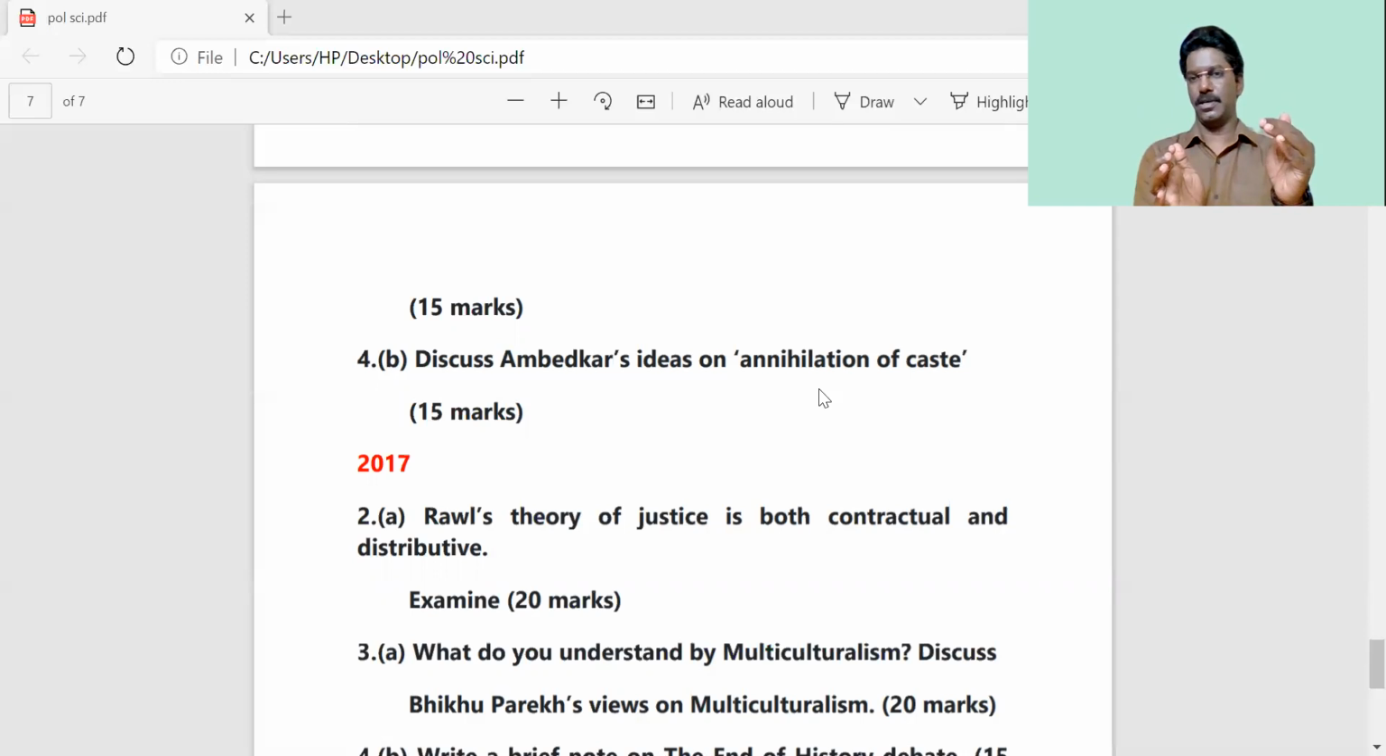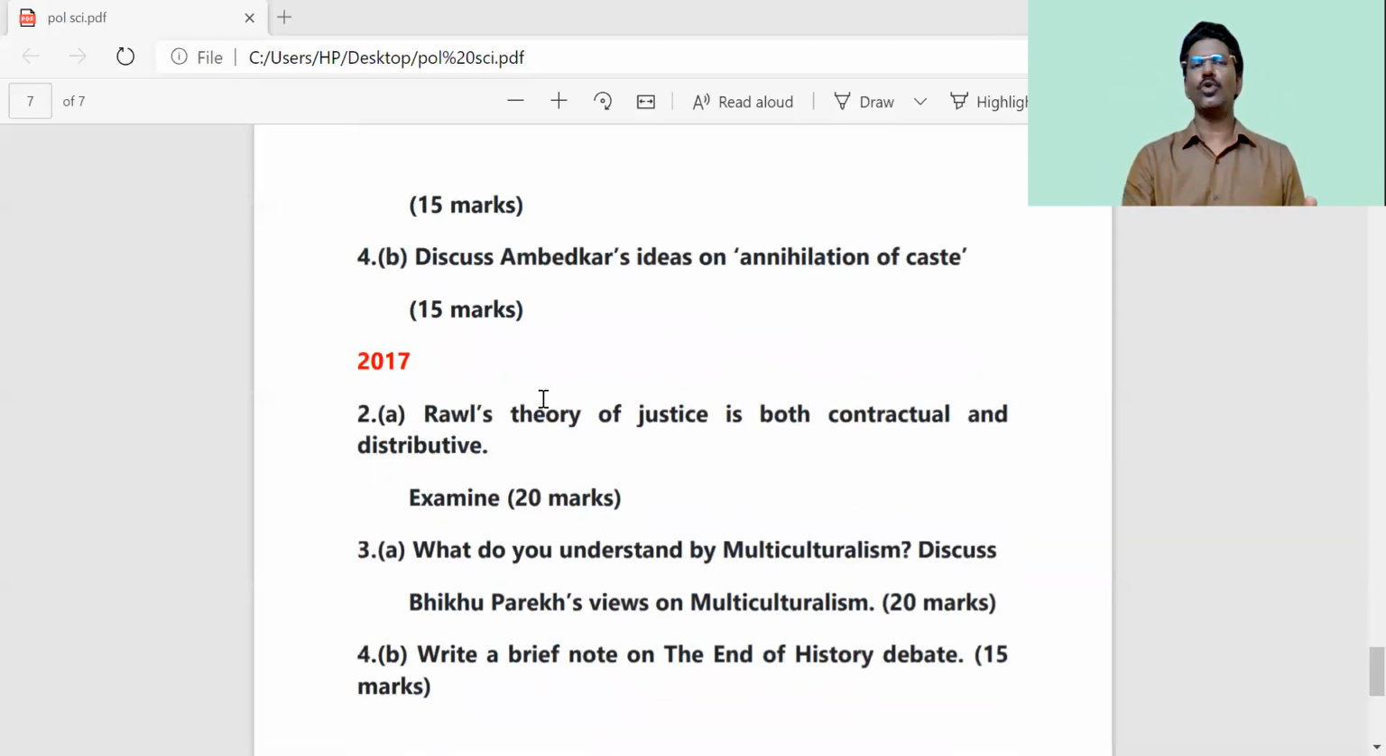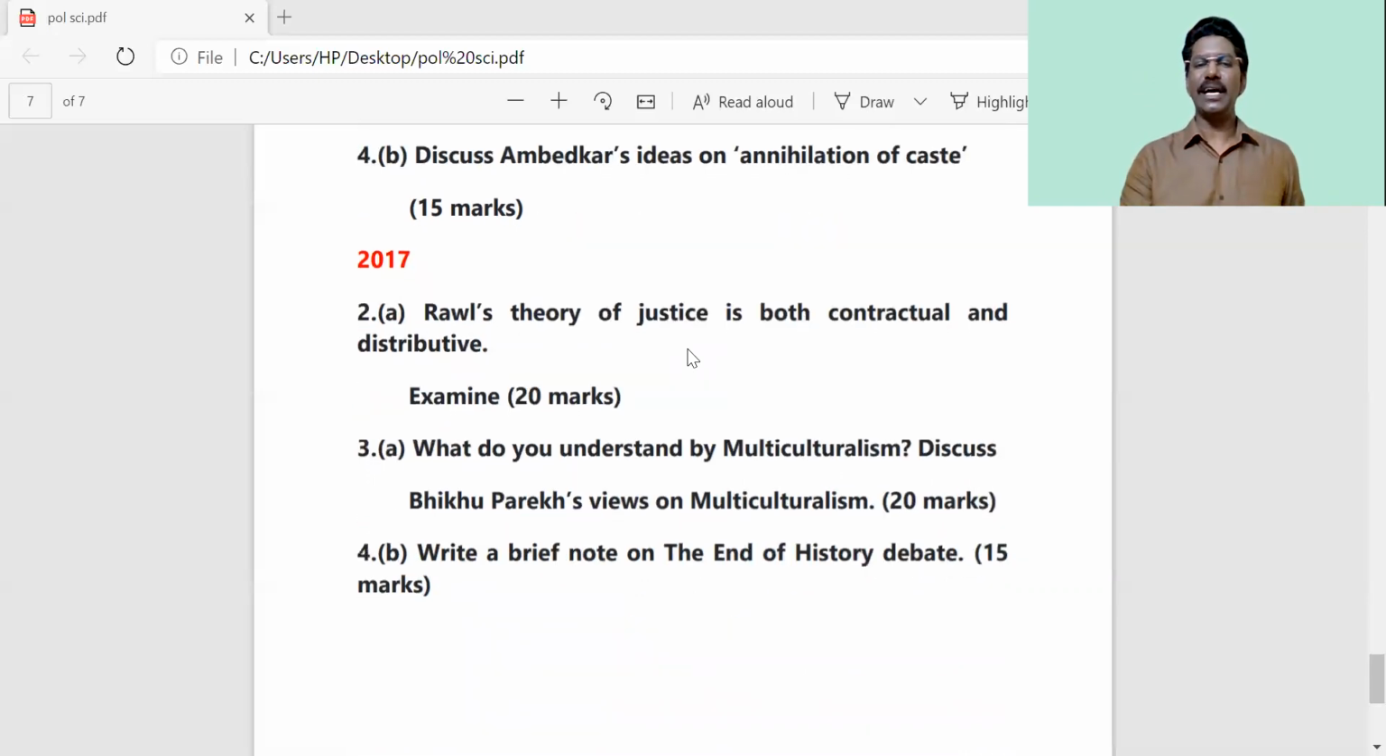This much for the questions. In the past 3 years, again, we need to go back to 2017. Rawls's theory of justice, the 15th year death anniversary, simply. Then third question A, multiculturalism. What do you understand? Then Bhikhu Parekh as a personality who gave views on multiculturalism. In 2017, UPSC asked this question.